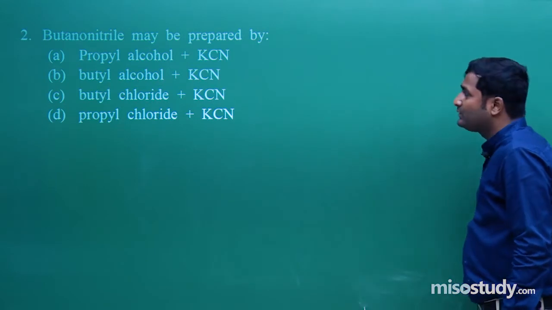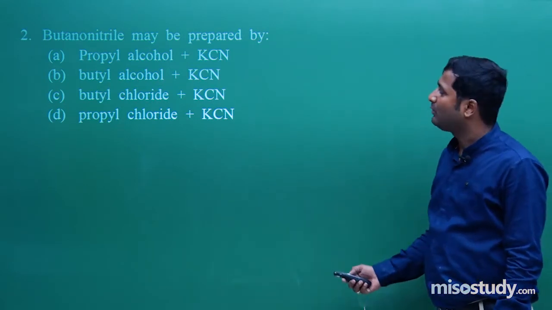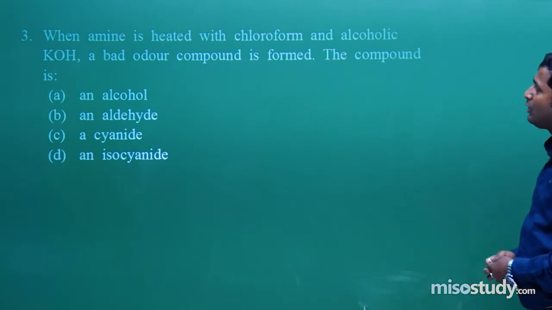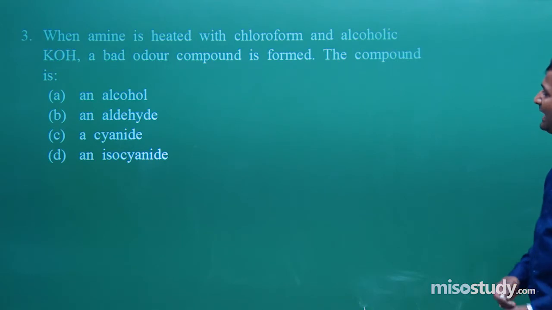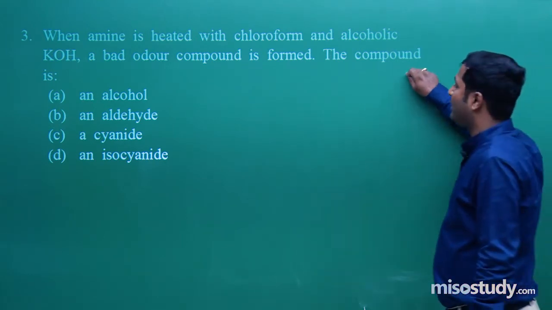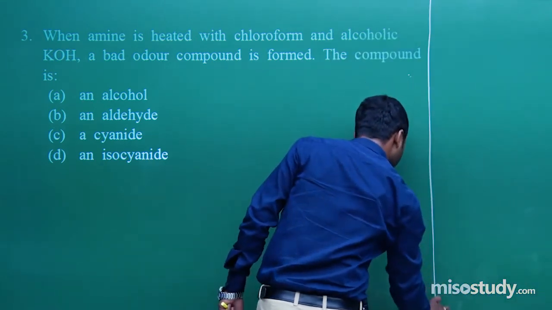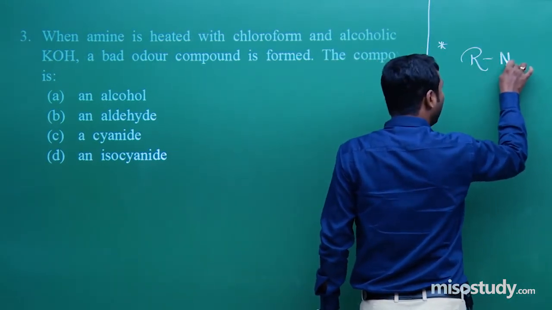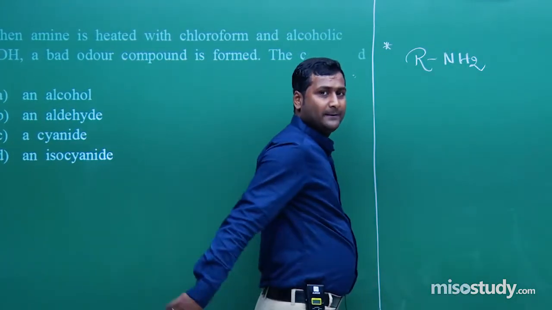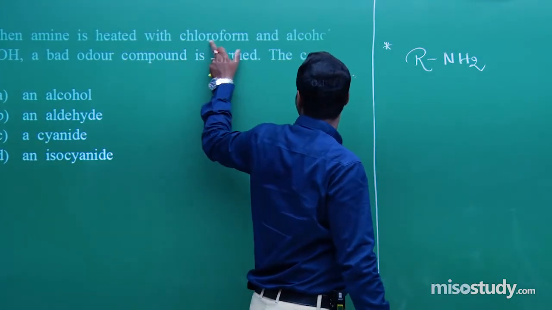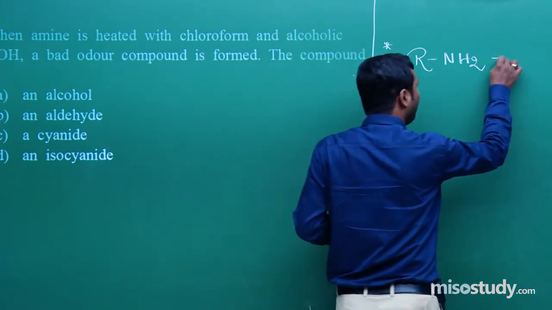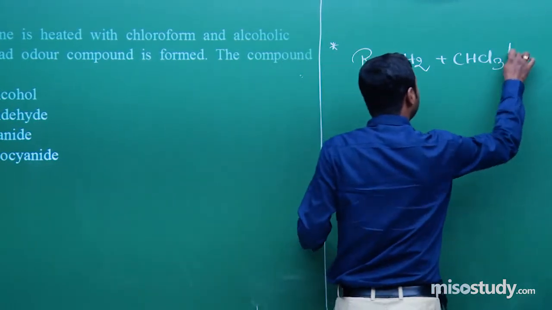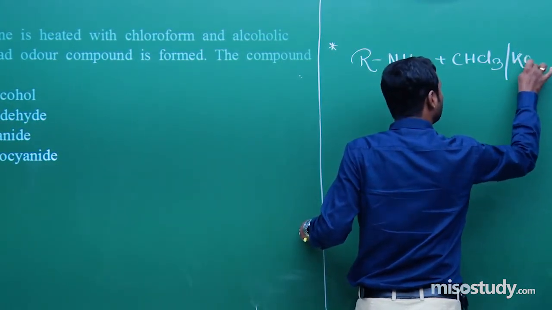Now let's move to the next segment of the question. What is given here? When amine is heated with chloroform and alcoholic KOH, a bad odour compound is formed. What is the compound? This is a simple, theory-based reaction. When an amine, that is RNH2, is treated with chloroform, that is CHCl3, remember this, in presence of KOH.